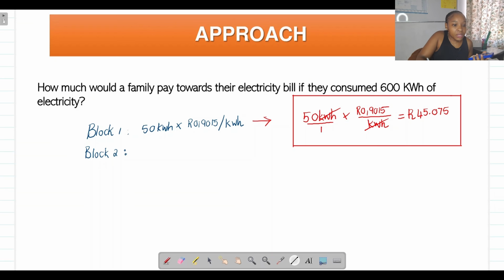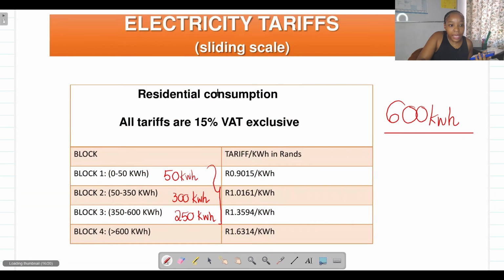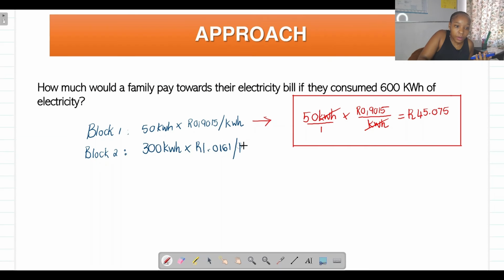Okay, so let me just continue, guys. Then we say in block 2, it's going to be 300 kilowatt hours multiplied by 1.0161 per kilowatt hour. Okay, if you punch that into your calculator, you'll find that you get 304 Rand 83 cents. Okay, then we go on to block 3.